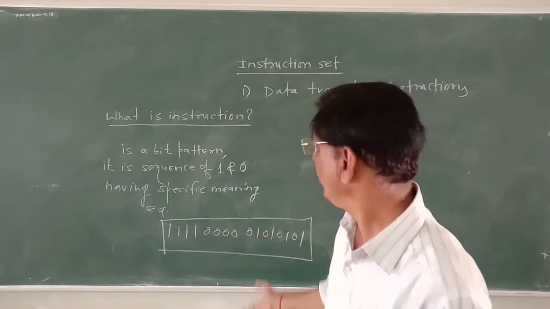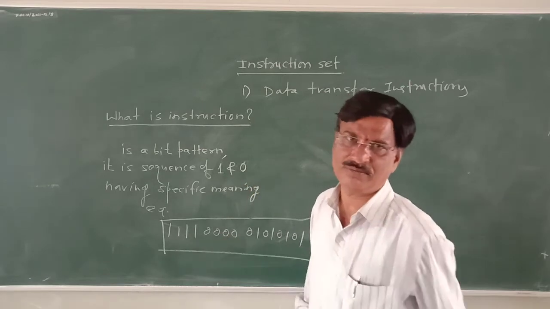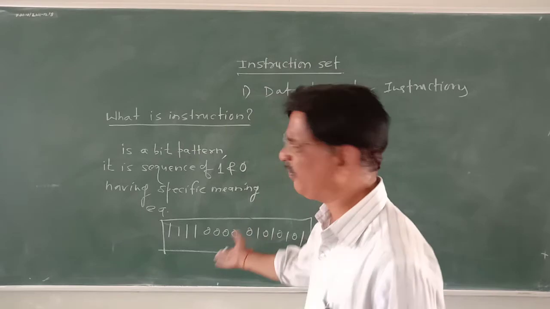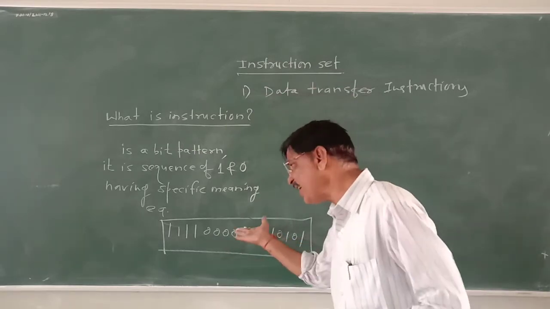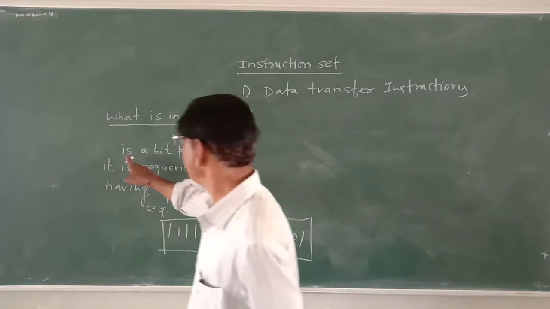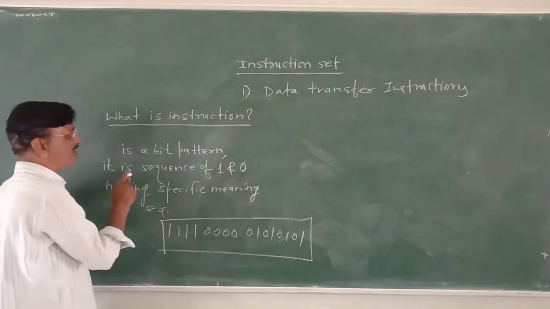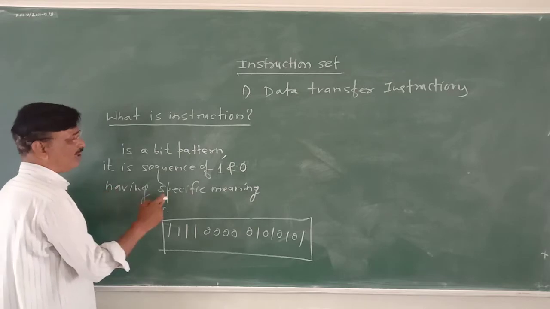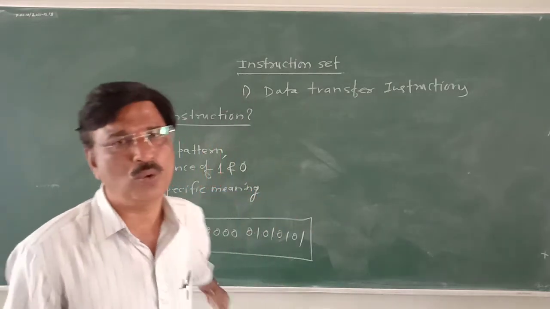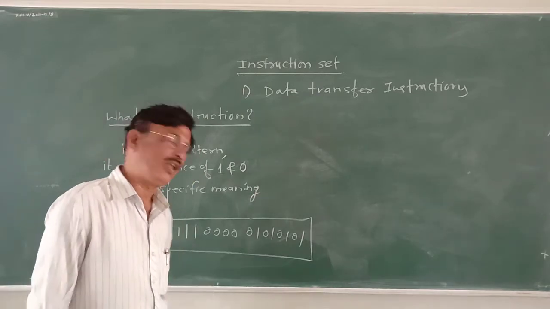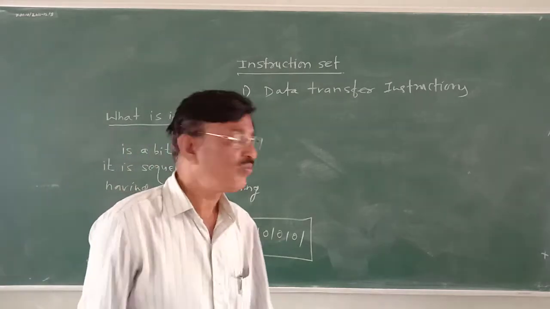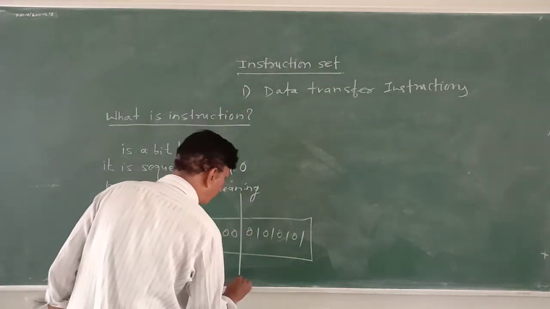After all, this is an instruction for the microprocessor. It is not an instruction for us. We can't understand this instruction, but the microprocessor can understand what it exactly means. Thus, instruction is a bit pattern, a sequence of 1 and 0 having specific meaning. What the meaning is, we don't know, but the microprocessor knows.